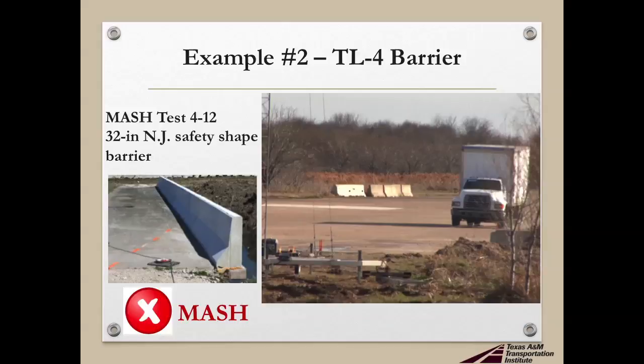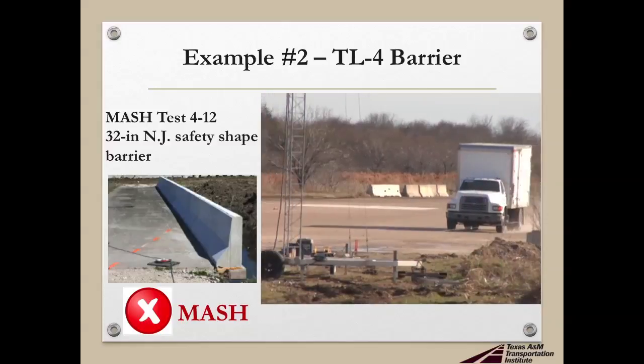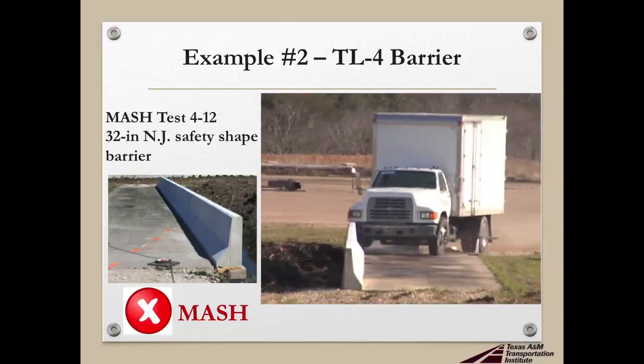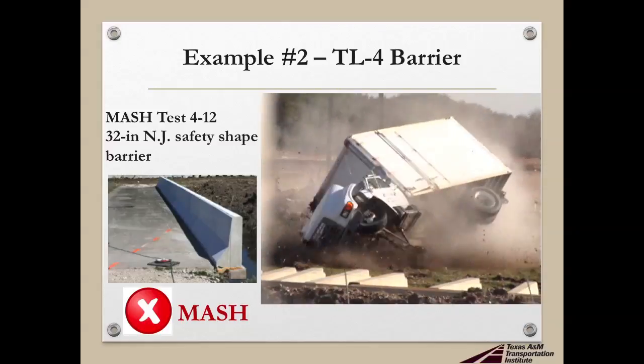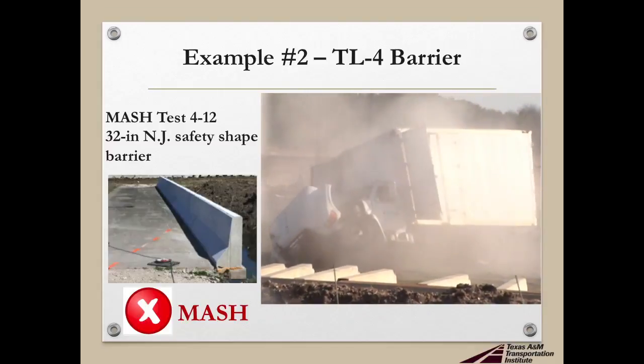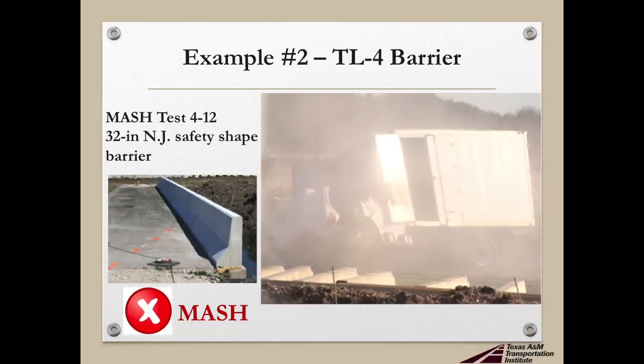If we look at a system that you see on the left-hand side, that is one of the most common types of bridge rails and median barriers that you would find in a state. In this case, it's a 32-inch New Jersey safety-shaped concrete barrier. This successfully met NCHRP Report 350 Test Level 4. So this test is now evaluating it under MASH. This is MASH Test 4-12. And you can see that it's rolling over that barrier. That truck is no longer being contained and redirected, it's rolling over the barrier.